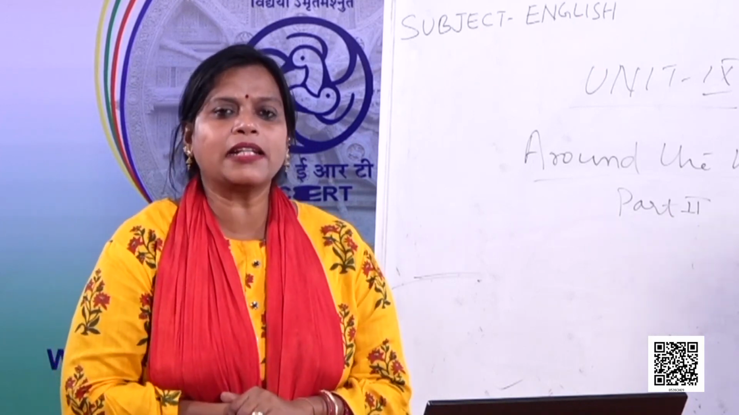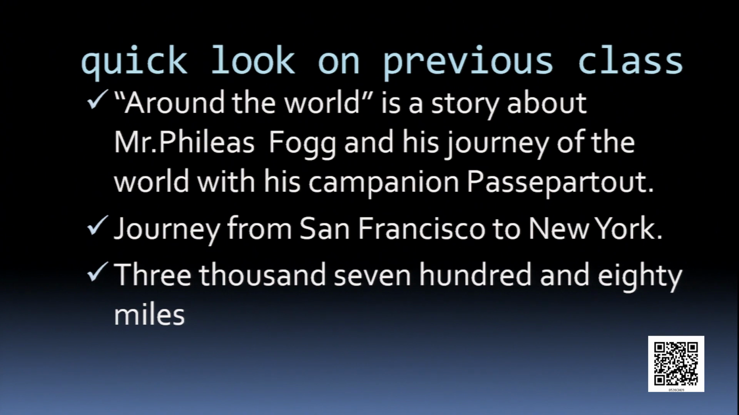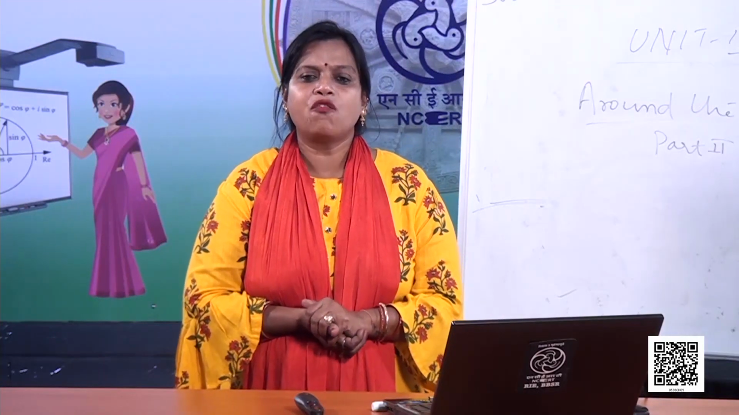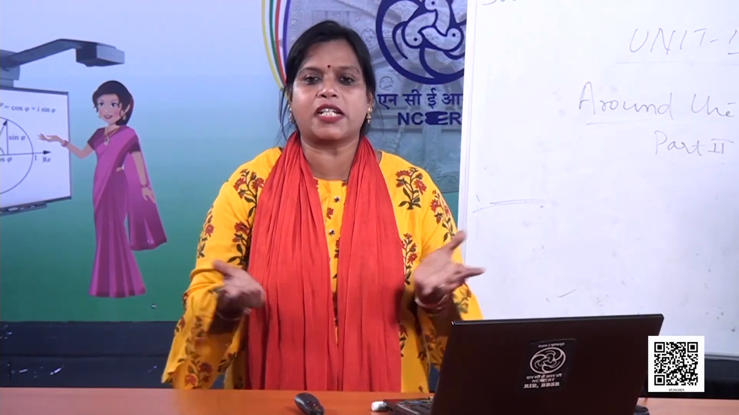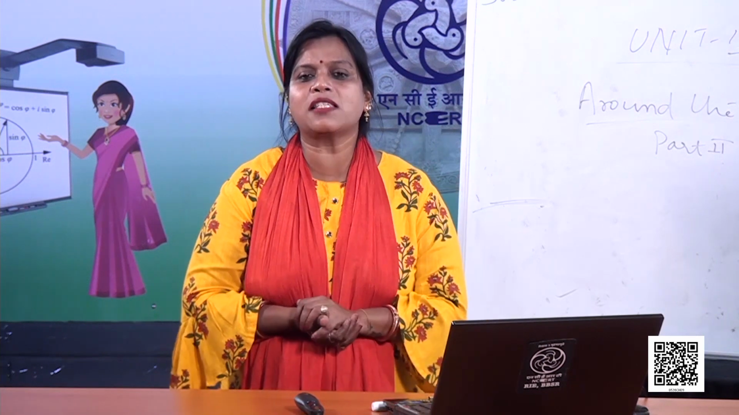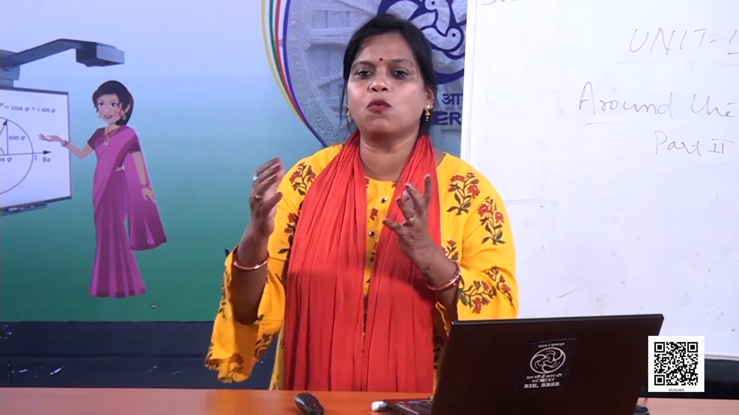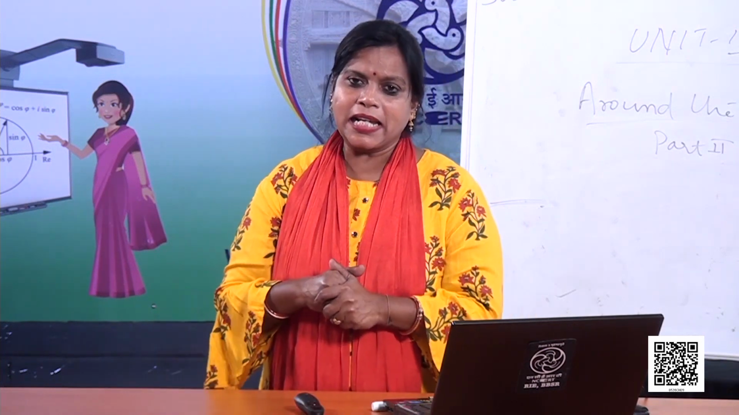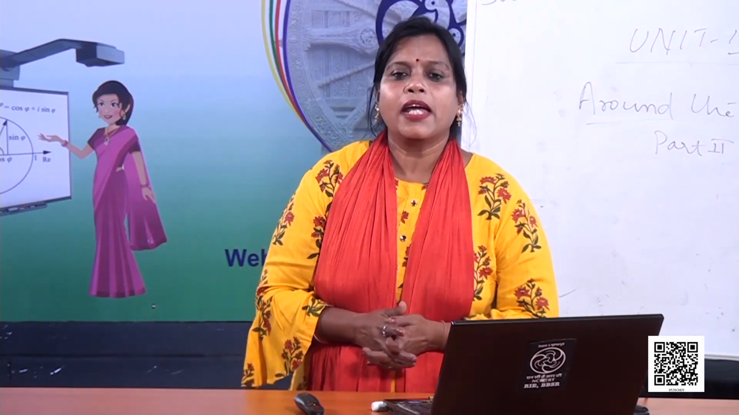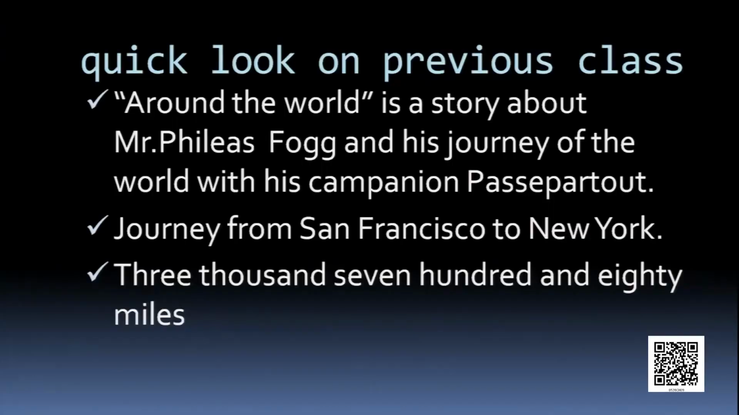What is that? Around the World is a story about Mr. Phileas Fogg and his journey around the world with his companion, his friend Passepartout. So these two people started their journey. Which journey? It is an adventurous journey. In the previous class, I told you what adventurous is. Adventurous means the person who has some life risk in his journey. Okay.